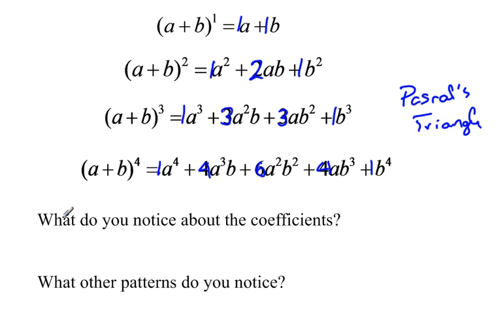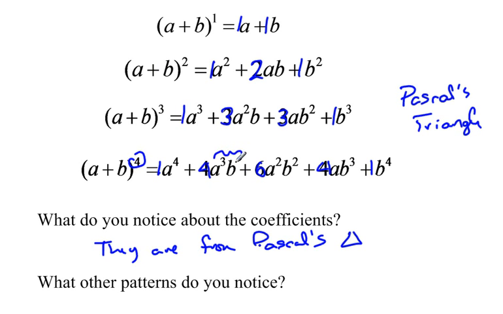So what should we notice about the coefficients? They are from Pascal's triangle. And then there's a few other patterns we want to notice. For instance, look at the a. The powers go 4, 3, 2, 1, 0. And on b, the powers go 0, 1, 2, 3, 4. And you'll notice the powers always add up here. So if it's to the fourth, the powers add up to 4. So I've got 3 and 1 is 4, 2 and 2 is 4, 1 and 3 is 4, and 4 and nothing is 4. Okay, so a's powers increase. No, they decrease.